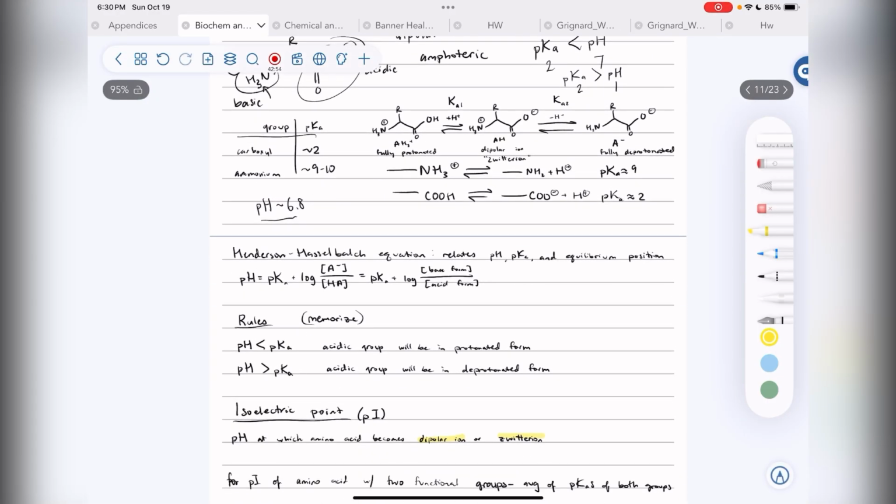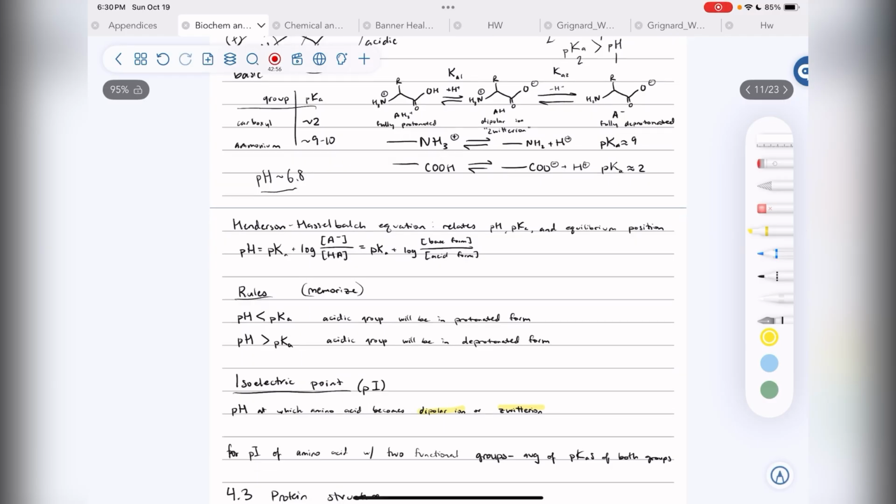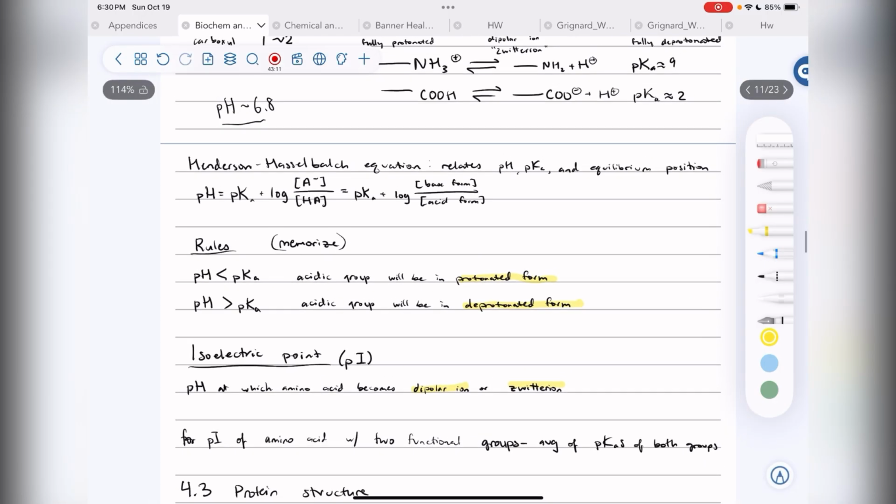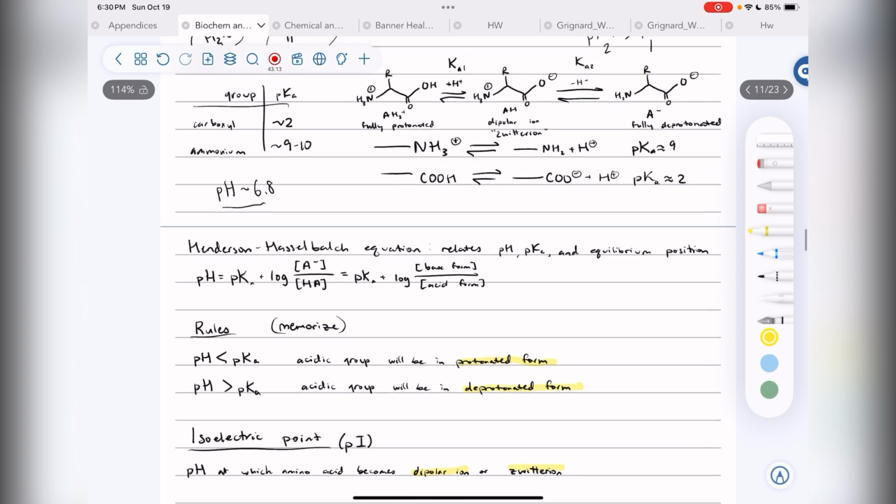Okay, here are the rules. When the pH is lower than your pKa, then there's already too many hydrogens up there. It's going to be in its protonated form. When your pH is higher than that, it's going to be like yippee. It's going to go into its deprotonated form, right? In order to lower the pH there.